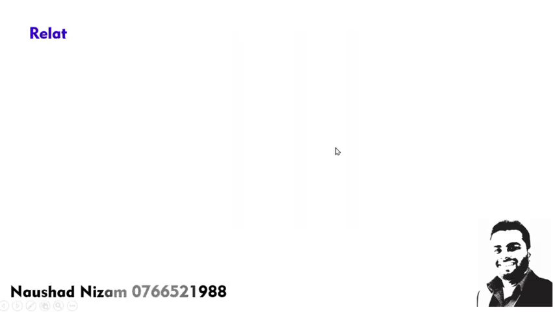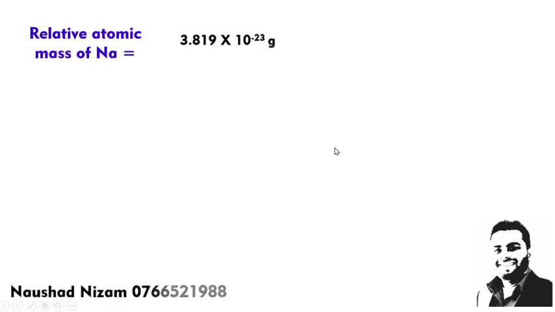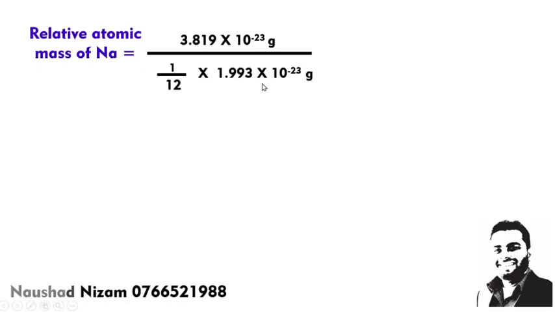So first of all, write the equation. So relative atomic mass of sodium is equal to the mass of the sodium, divided by 1/12 of the mass of the carbon atom. These are given, you don't have to remember anything. So now you do the calculation here.